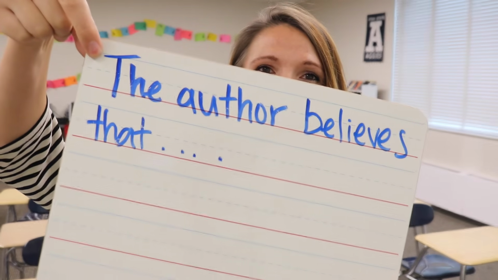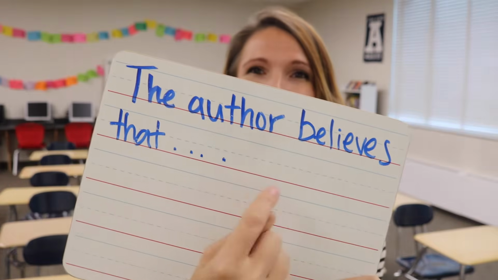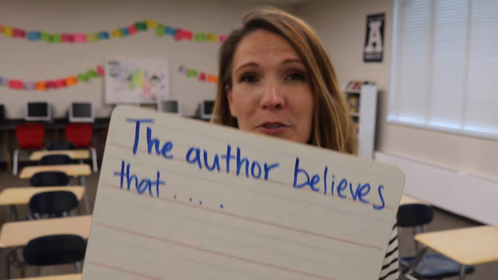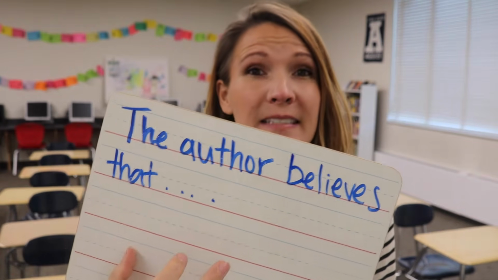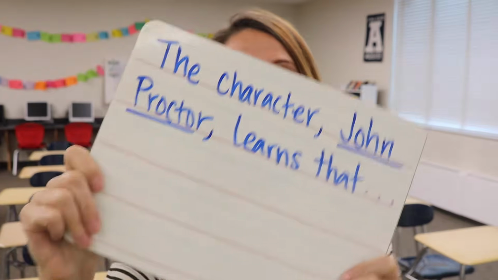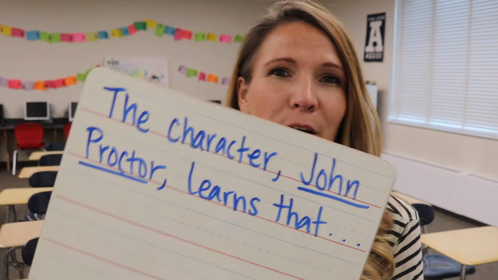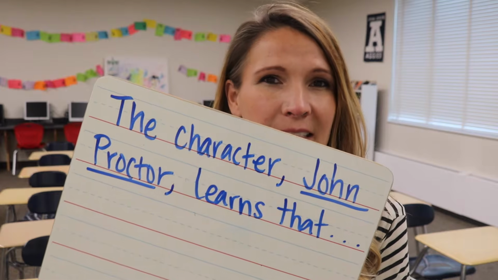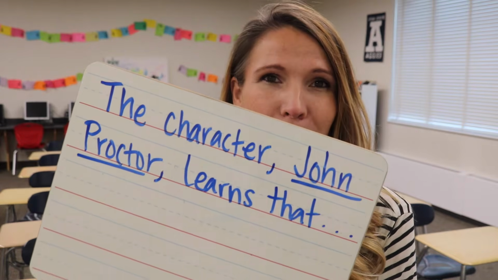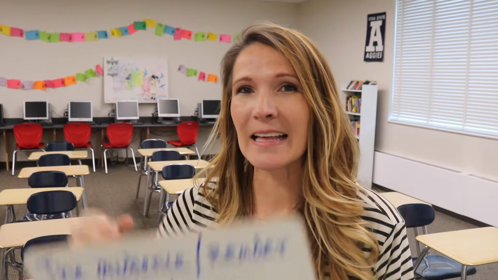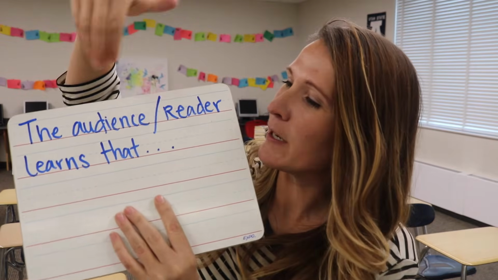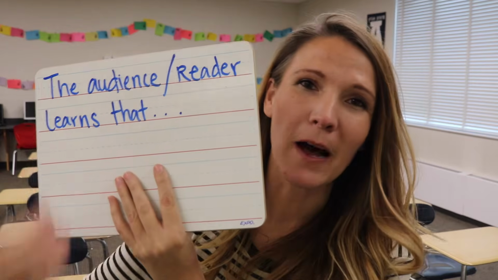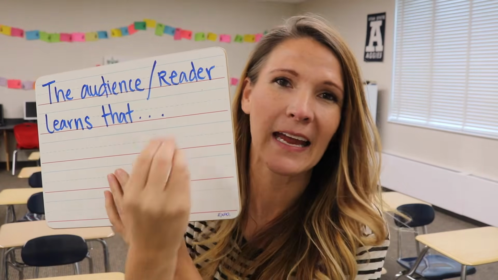So here's our first sentence stem. The author believes. Then we would finish it. This is what the author's teaching me about redemption. The author believes that real redemption comes from sacrifice. Or here, I would take a character and I'd say, the character John Proctor learns that although he's committed sin and made mistakes, that redemption is possible for him. The third sentence stem might be something like, the audience or the reader learns that. And maybe the audience or reader learns that redemption is possible even when you have committed a heinous crime.